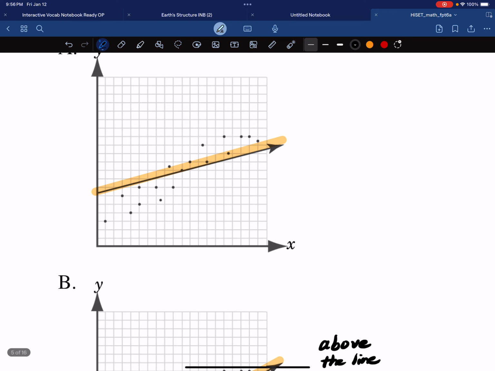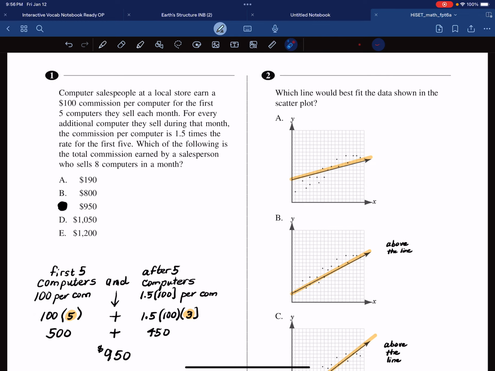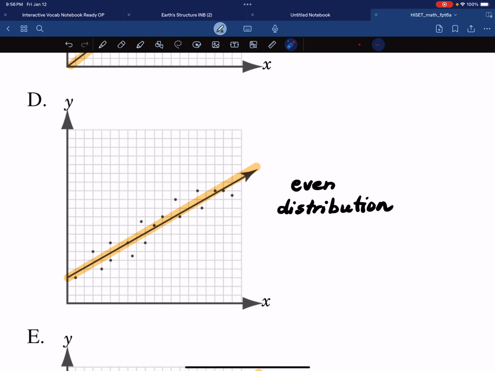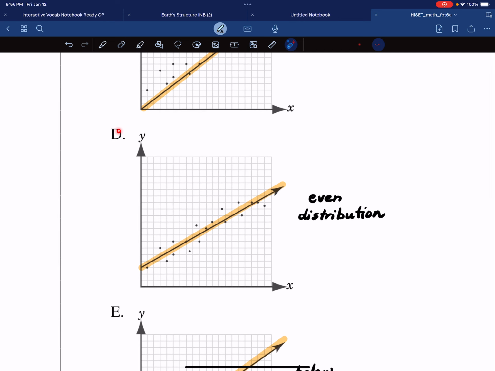And then this one, it's kind of distributed above and below, but there's a wide spread on this one, especially down in here. The dots are not clustered up close to the line. They're sort of spread out down here. One way to think about this is if you were firing at a target, which of these graphs has most of the hits around that target line? So I would go with D on this one.